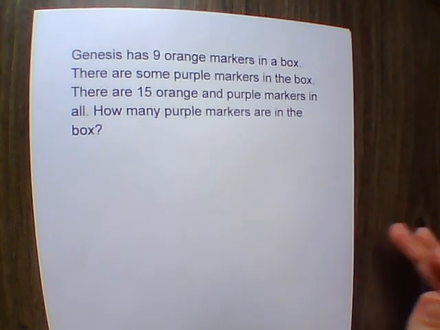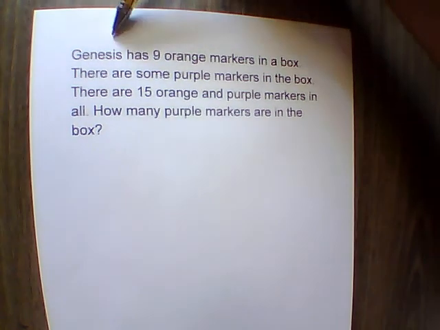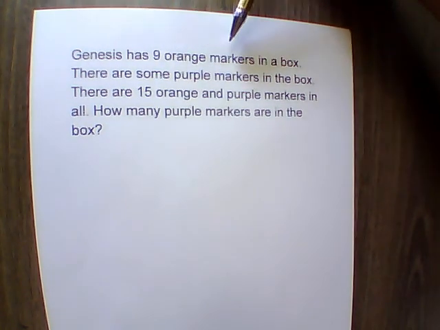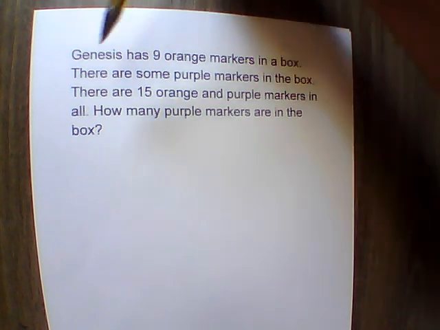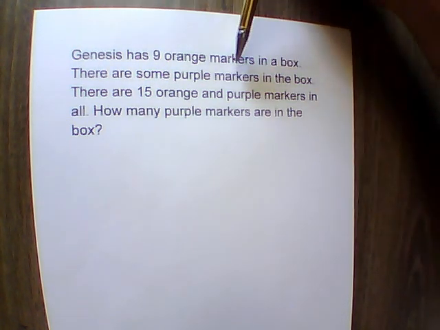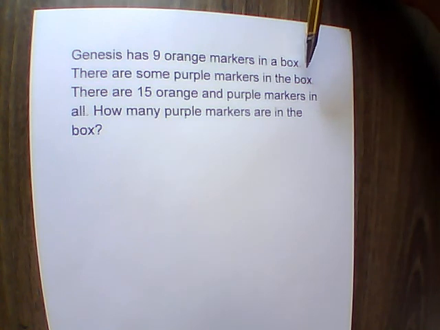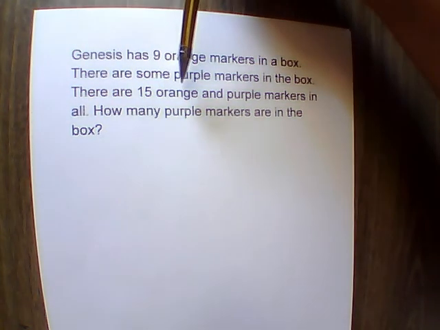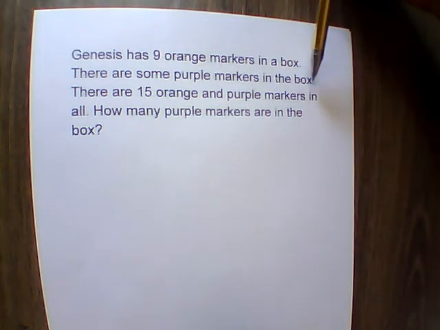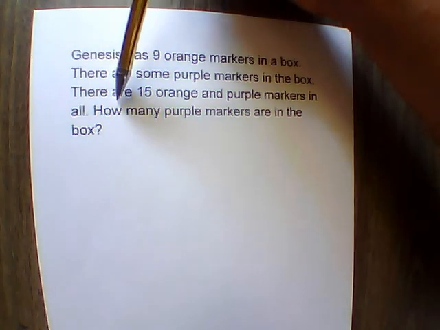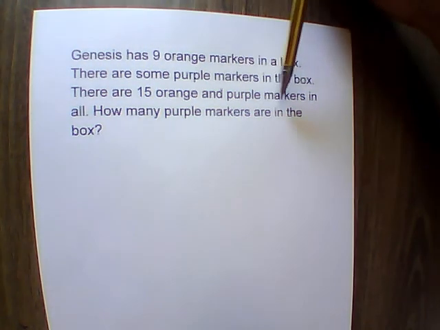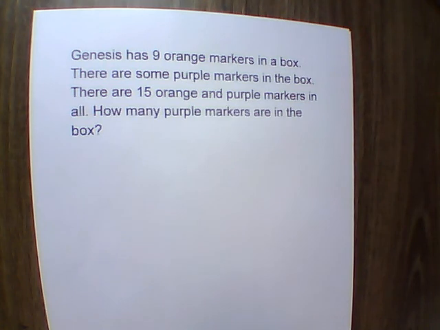Now, looking at our problem, let's read it together. Genesis has 9 orange markers in a box. There are some purple markers in the box. There are 15 orange and purple markers in all. How many purple markers are in the box? All right, so pause the video, set it up, and solve. Go.